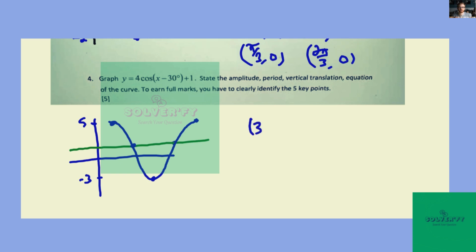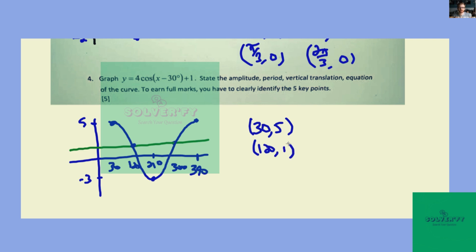it would be at 30 degrees with a maximum of 5. Normally, and it still is, a period of 360 degrees, but this will now end at 360 plus 30 or 390. Halfway between those would be 180 plus 30, that's 210. And then halfway between those would be at 120 and 300.